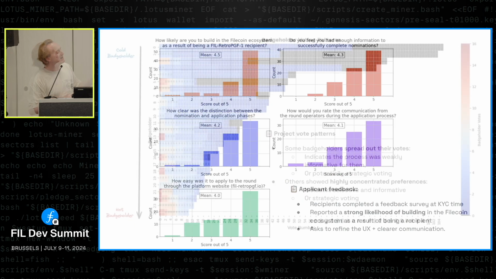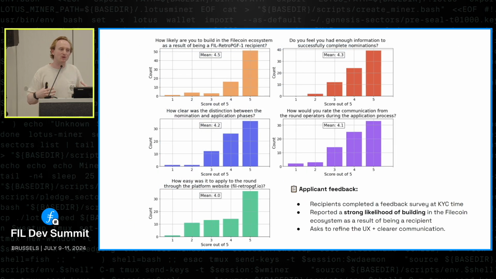Okay, I'll keep going. Okay, so a quick review in terms of how people think the round went. We collected feedback from the application. It's actually recipient feedback because we collected it at the time of KYC. Broad strokes, people said there was a strong likelihood of building in the Filecoin ecosystem again as a result of being a recipient. Very positive result on that, with a mean of 4.5 out of 5, and this is a sample size of about 90 or maybe a bit less, but it's a relatively large sample size, a significant number of the projects.